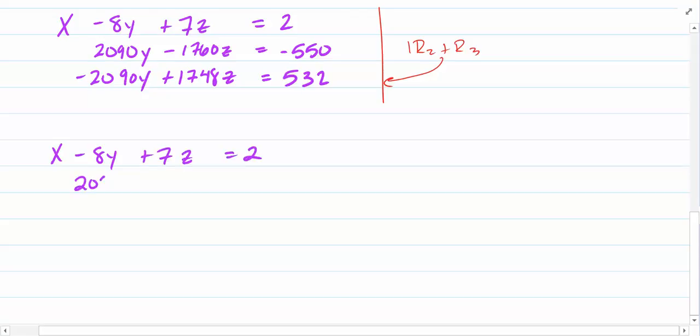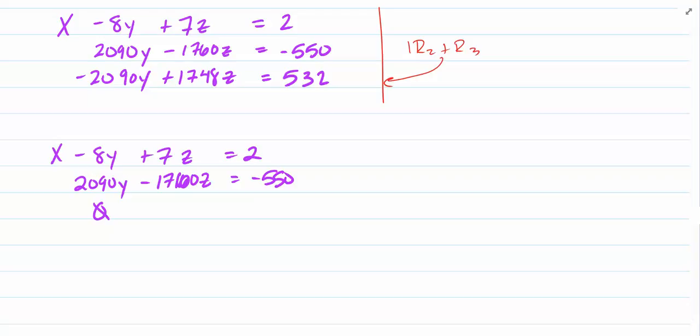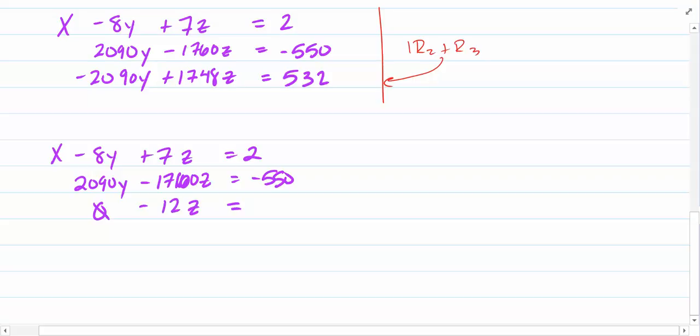This is 2090y minus 1760z equals negative 550. Then look, I get a 0 there, right? And then what's negative 1760z plus 1748z? Negative 12z. Negative 550 plus 532. I got negative 18.